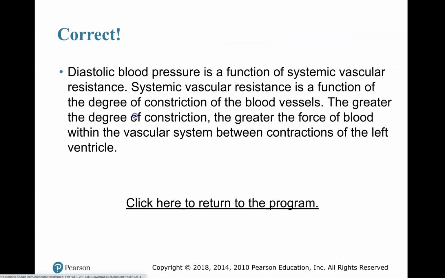You chose diastolic blood pressure, you would be correct. Diastolic blood pressure is a function of systemic vascular resistance. Systemic vascular resistance is a function of the degree of constriction of the blood vessels. The greater the degree of constriction, the greater the force of blood within the vascular system between the contractions of the left ventricle.